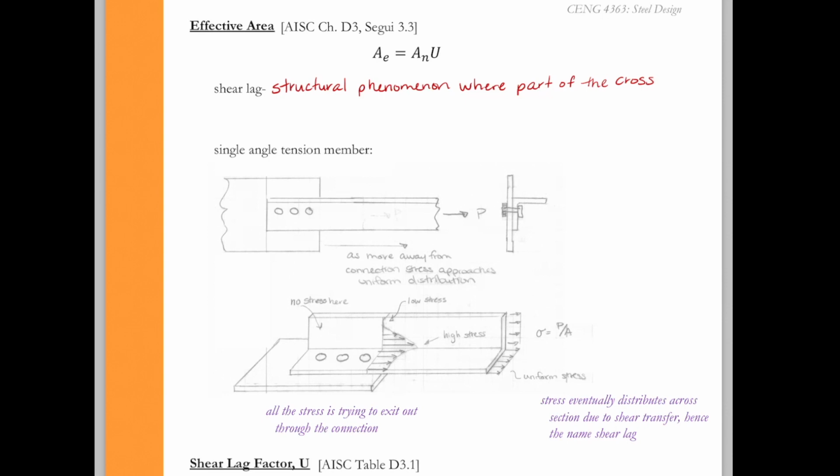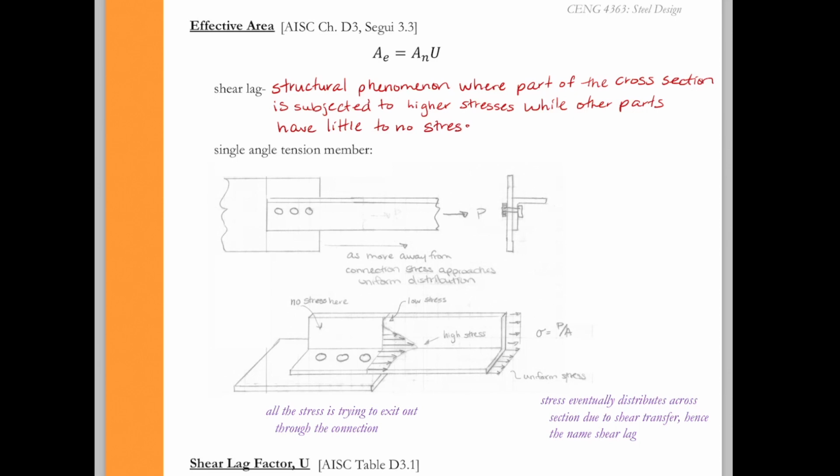Well, shear lag is a structural phenomenon where part of the cross-section is subjected to higher stresses, while other portions of the cross-section have little to no stress at all. One of the classic examples of shear lag is a single angle tension member, and you can see there below I have that single angle tension member drawn out, as well as a stress distribution acting on that angle.